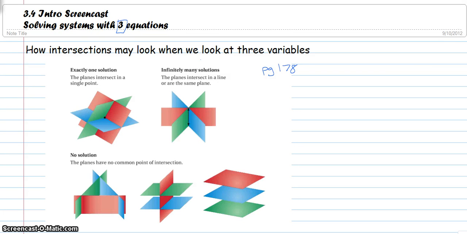So by this point, we should be pretty comfortable with solving systems with two equations, both algebraically, by elimination, and even graphically. Now, it is possible to do this with three equations. We can do this algebraically, and later on we'll do it with matrices.